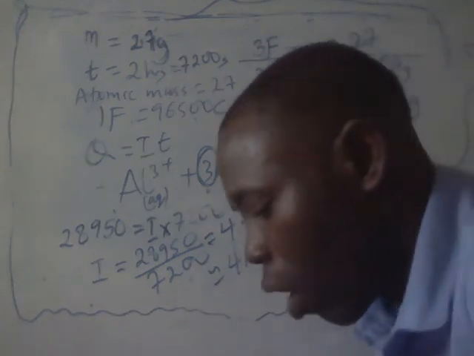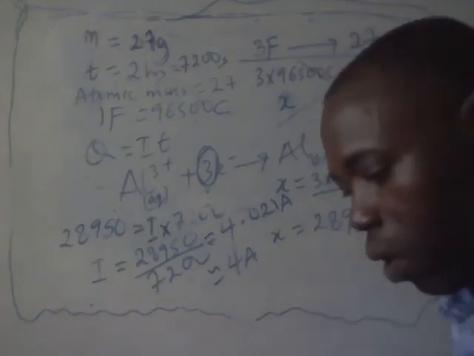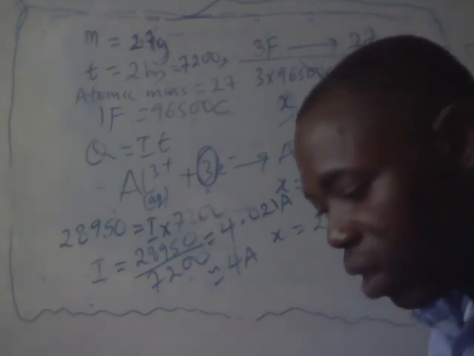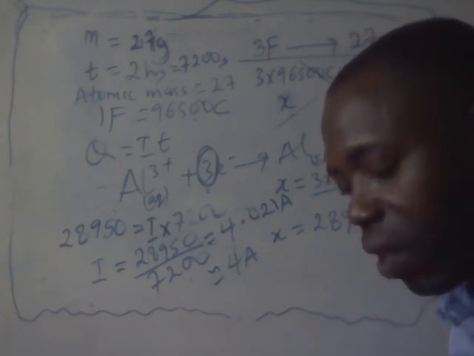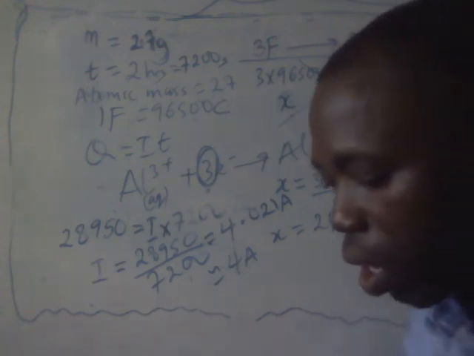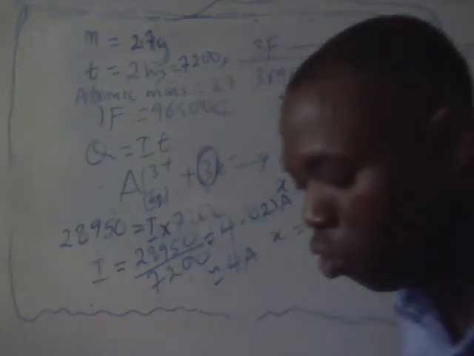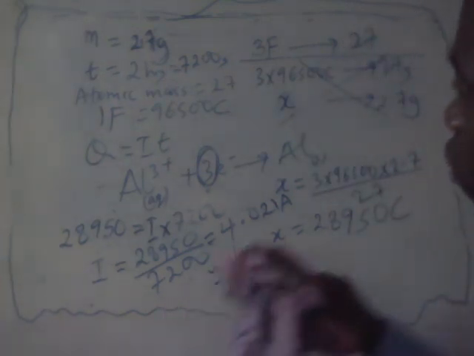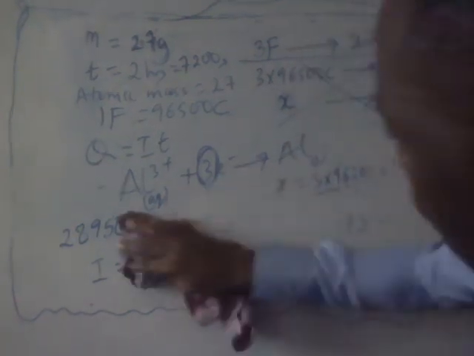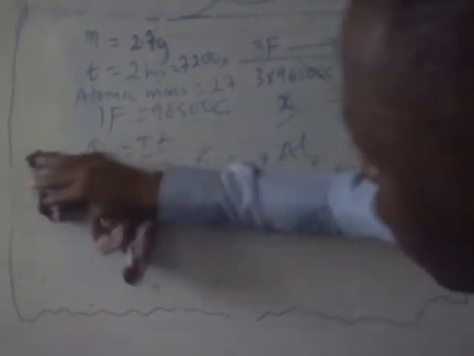So we have our options as option A 4, option B 8, option C 16, option D 32, option E 34. What current in amperes will deposit 2.7 grams of aluminium in 2 hours? So the correct option is option A, which is 4 amperes. 4 amperes is the correct answer for number 18.